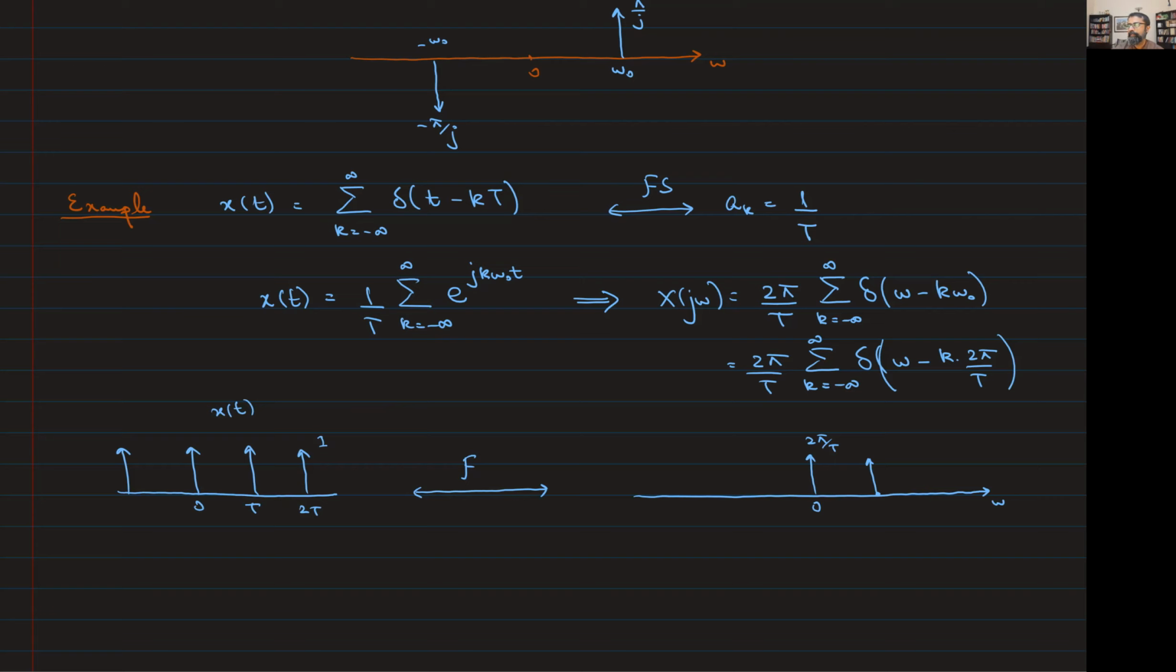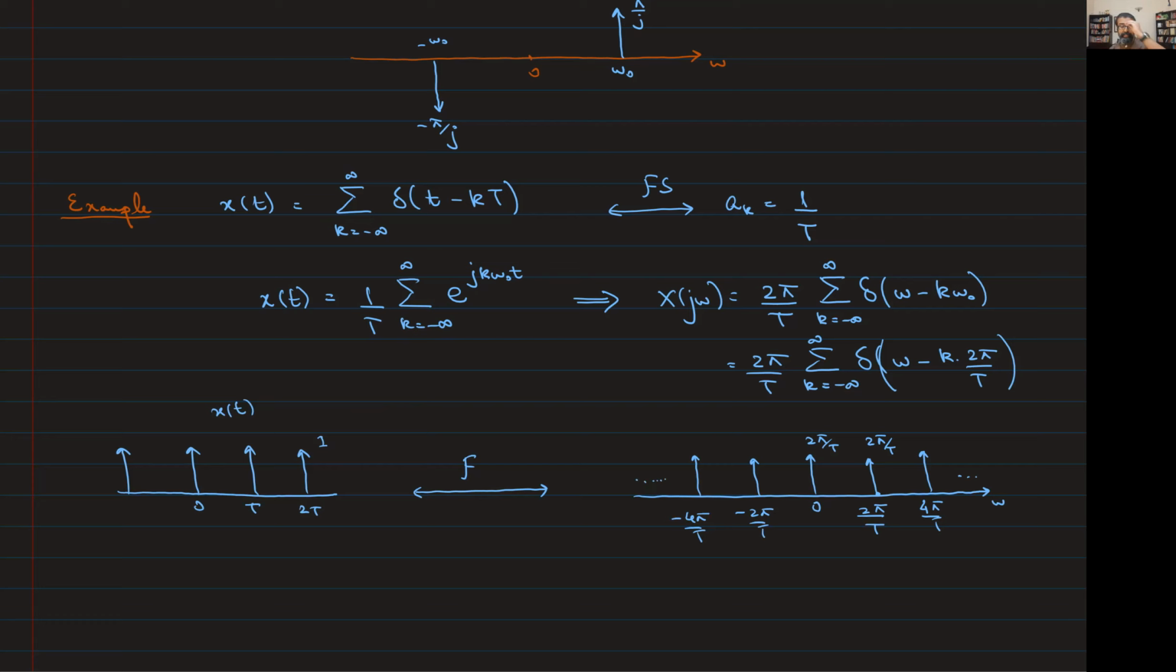You got it the wrong way around, Daniyal. Right, so this is going to be at 2 pi by T, right? And the height is going to be 2 pi by T as well. And here is going to be 4 pi by T and so on and so forth. Here is going to be minus 2 pi by T. This is going to be minus 4 pi by T and so on and so forth.